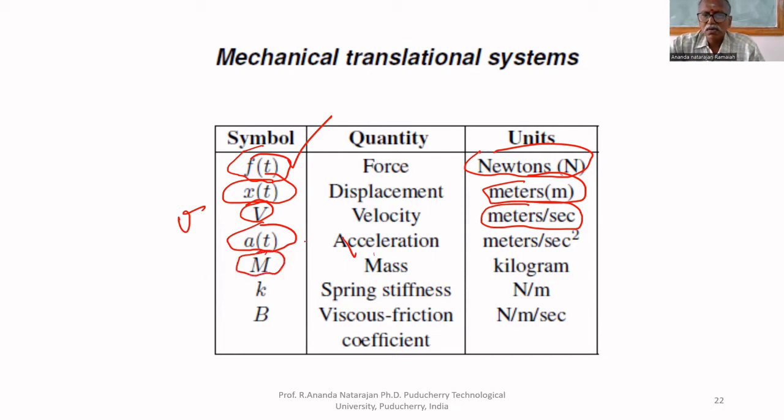Then mass is in kilogram. And spring stiffness constant, K, is Newton per meter. Then the dashpot coefficient or viscous friction coefficient is called B. Its unit is Newton per meter per second. So this is to review what variables and constants there are in the mechanical system.